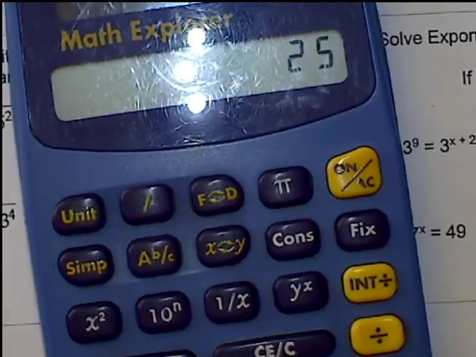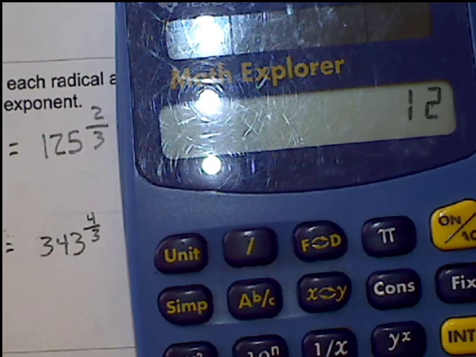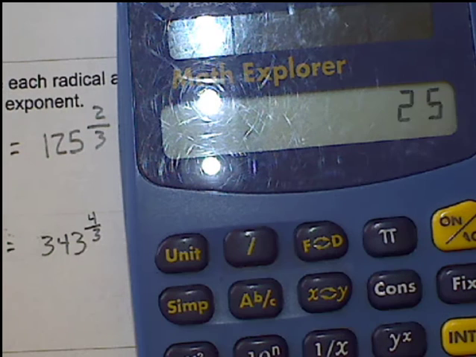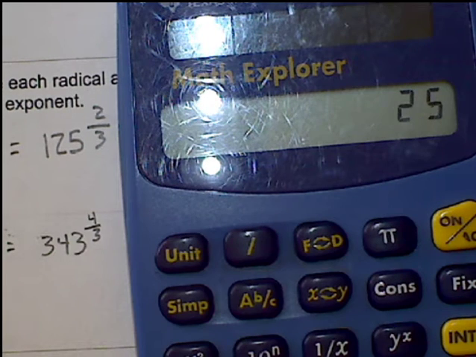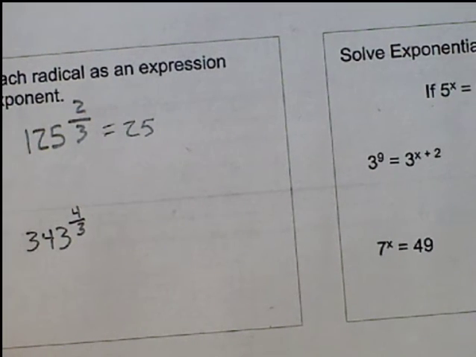Okay, are you dividing? We're going back to this one then. Hit the same buttons I hit, Kara. 125, y to the x, 2/3, equals 25. It's probably divided by 2/3. Or multiplied by 2/3. Yeah, 25. I did that.